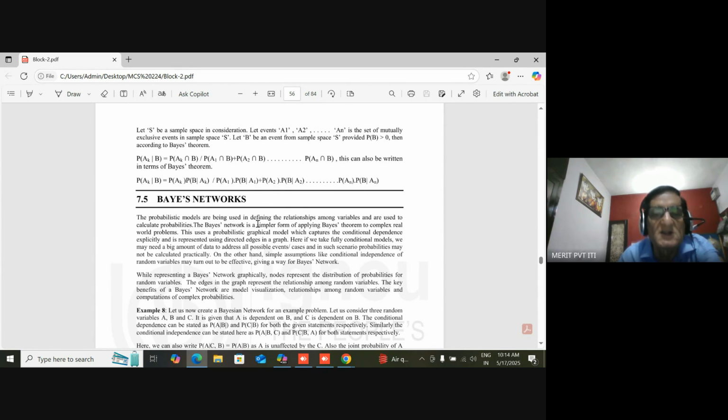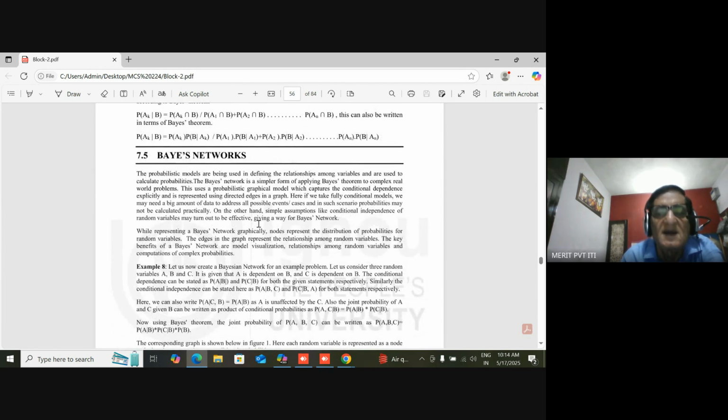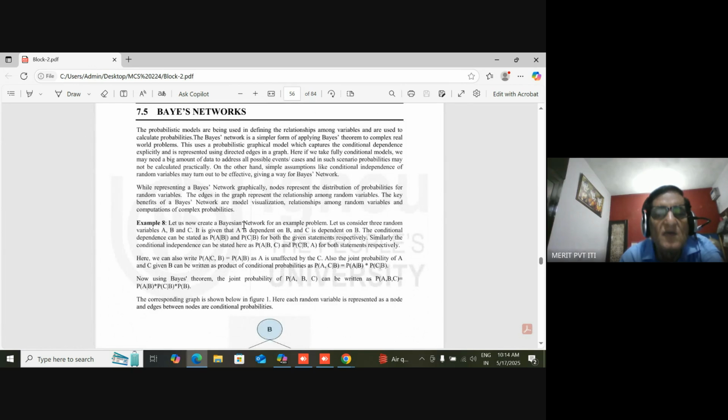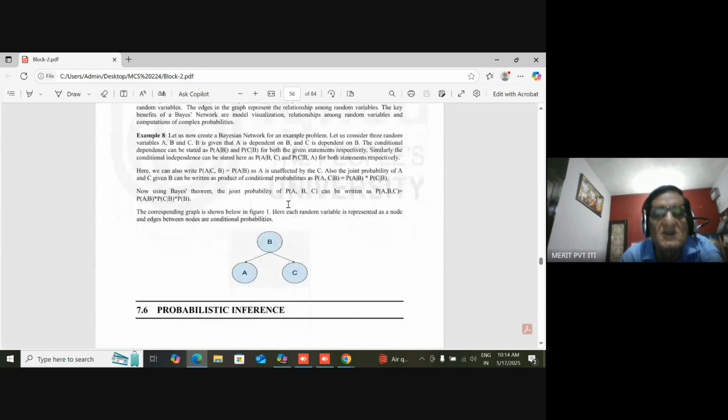The probabilistic models are being used in defining the relationship among variables and are used in calculating probability in the Bayes network. So let us now create a Bayesian network. So this is BAC. The corresponding graph is shown in figure 1. Here each random variable is represented as a node, and edges between nodes are conditional probability. So these are the nodes, and these are the edges.